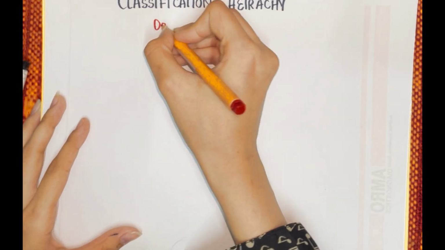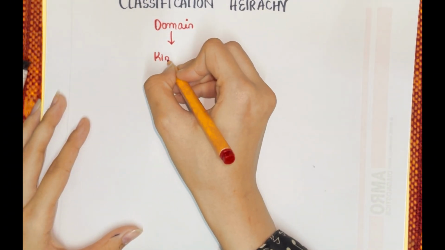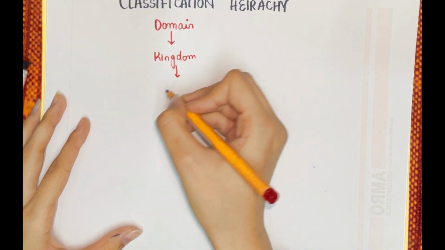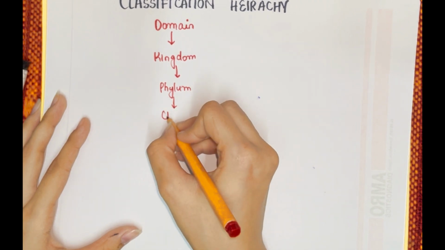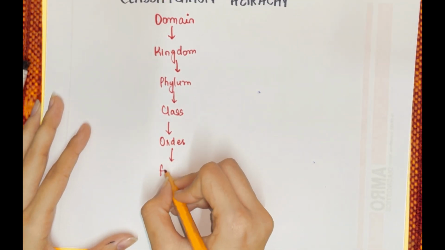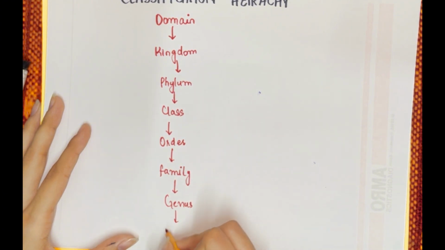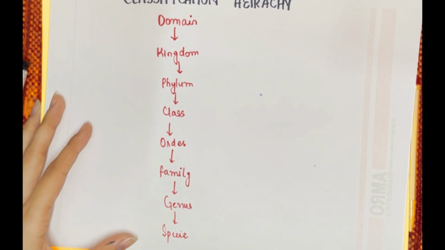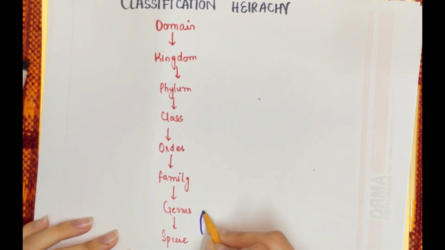Next, we need to talk about the classification hierarchy. The classification hierarchy begins with the term domain. All you need to learn in this is the sequence: the domain turns up to a kingdom, the kingdom turns up to a phylum, the phylum turns up to a class, then into an order, then family, then genus, and then the species. The genus is named with a capital letter because the genus in the classification hierarchy comes above the species.